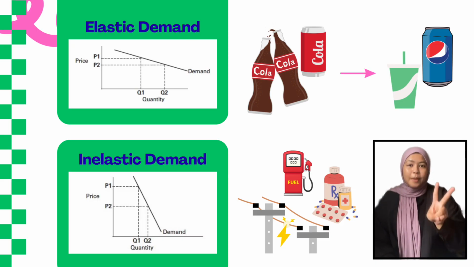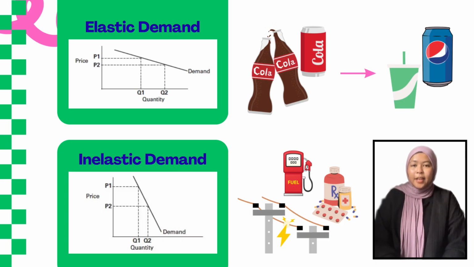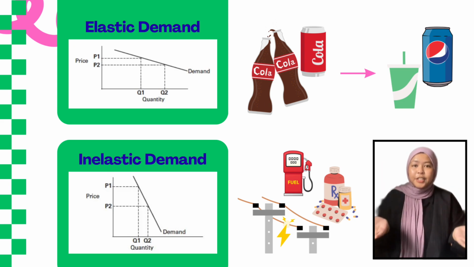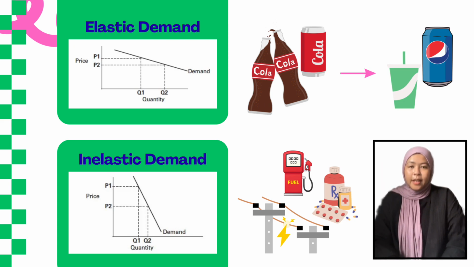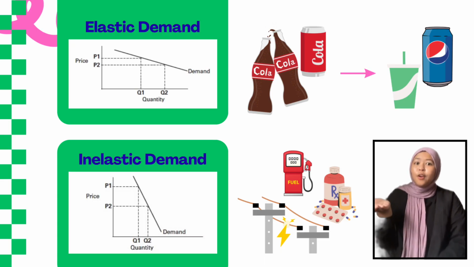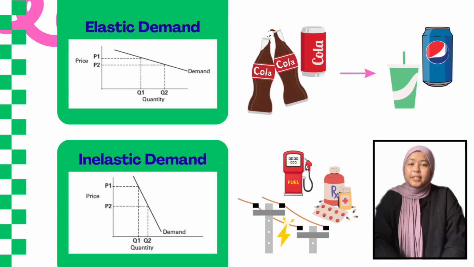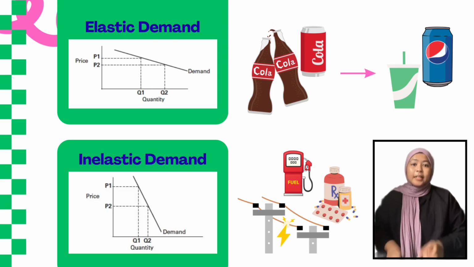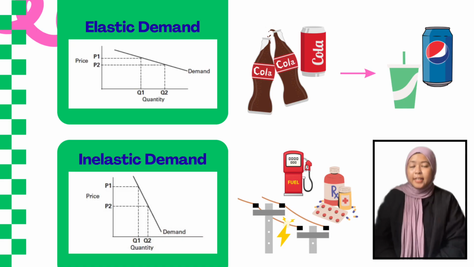Generally, there are two main types of demand elasticity. The first one is elastic demand. This occurs when a small change in price leads to a relatively large change in quantity demanded. Products with many substitutes such as soft drinks or snacks are often considered elastic because consumers can easily switch to other alternatives. The second type is inelastic demand.